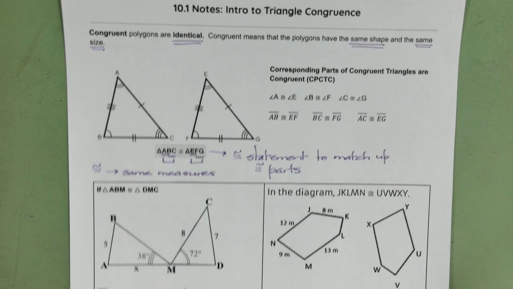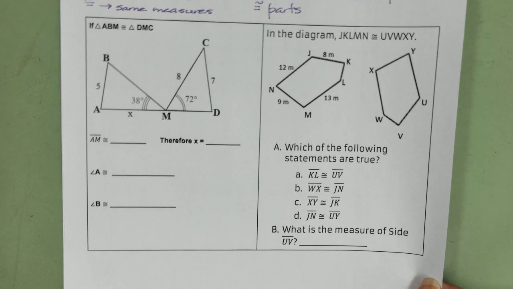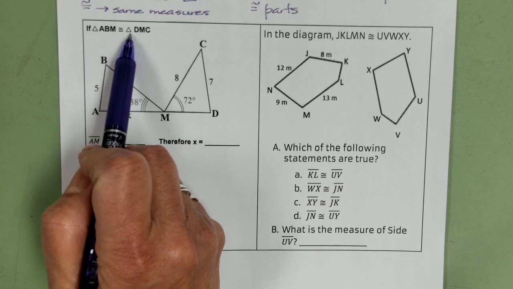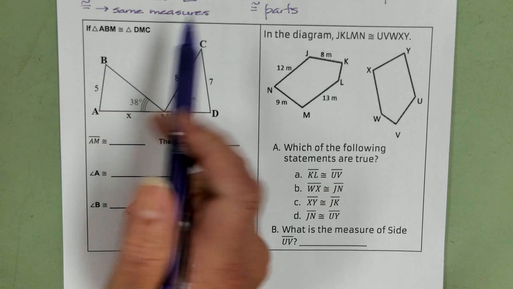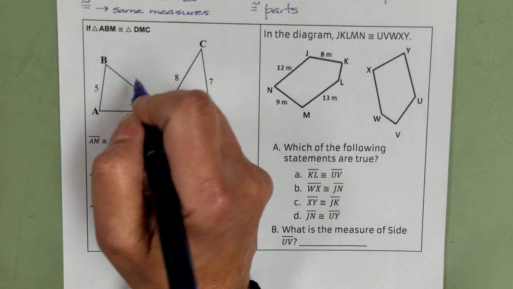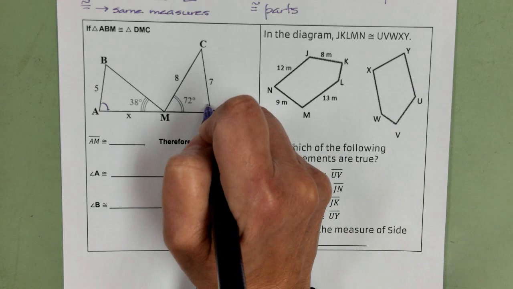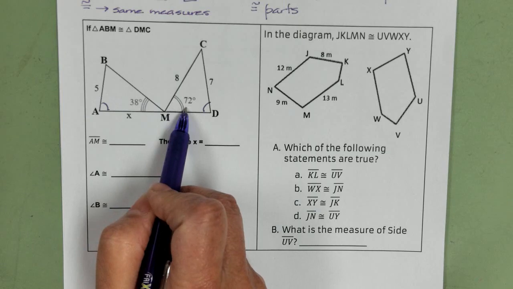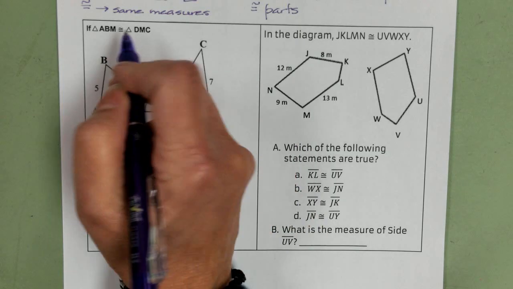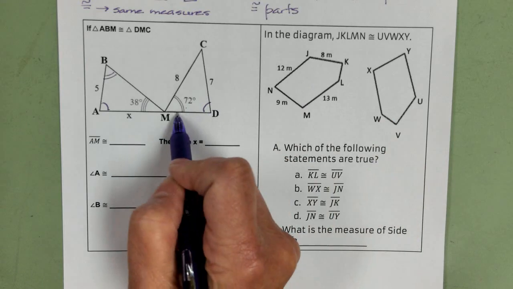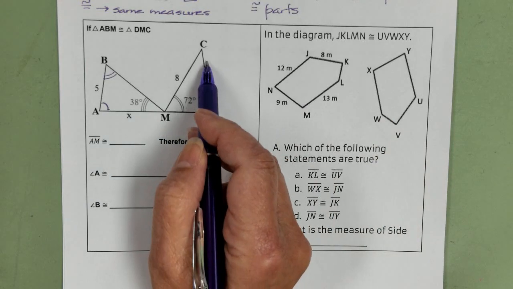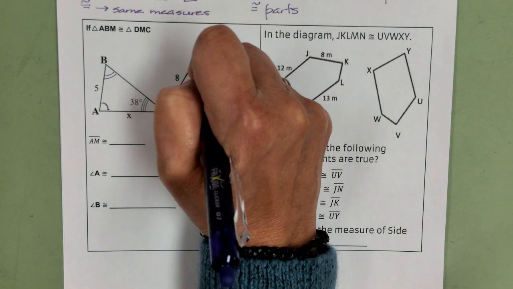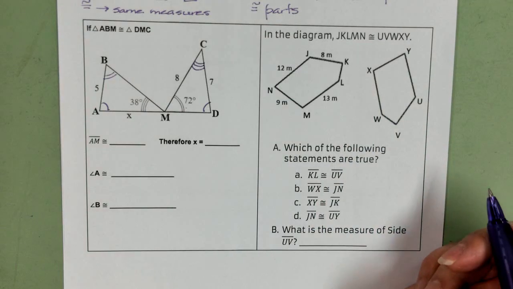Okay, so moving down to our two examples here. If triangle ABM is congruent to triangle DMC, that means angle A is congruent to angle D, angle B is congruent to angle M over here, which has two arcs, and angle C is congruent to angle M on this triangle. So this would have three arcs.